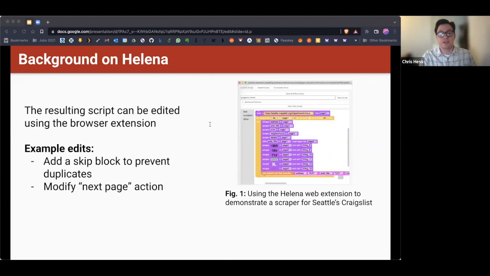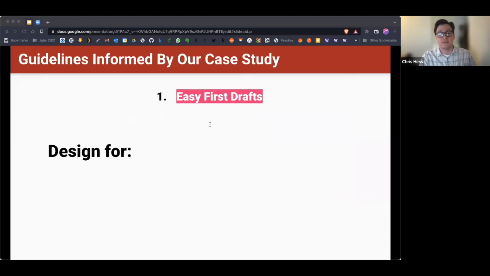Finally, once a demonstration is complete, Helena synthesizes the demonstration into a script that can be edited within the same browser extension that users demonstrate their data of interest with. This is important because it gives users the capacity to tweak a script that may be close but not quite right. The script editor also allows users to program how the scraper handles navigation through multiple pages or how it handles the scraping of duplicate data, among other things.